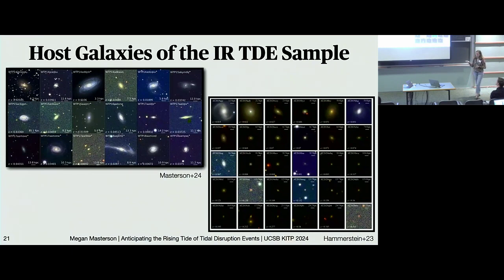Part of this could be driven by the fact that we are working at much closer distances. We're only going out to a redshift of 0.05, whereas most optical TDEs are found beyond that. But I think there is some reality in the fact that we're finding more spiral-looking systems.